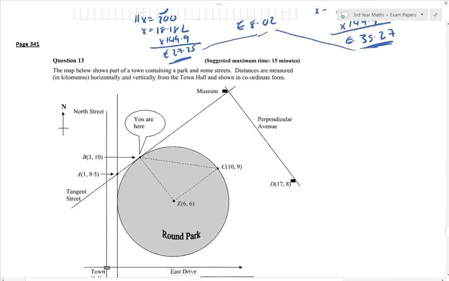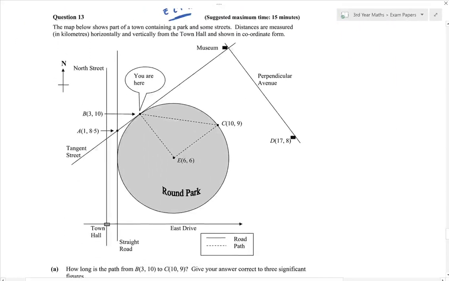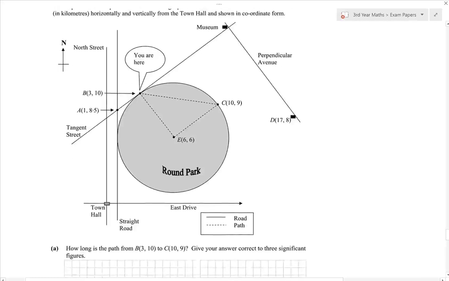So, this is a map which shows part of a town containing a park and some streets. Distances are measured in kilometres, horizontally and vertically from the town hall, and shown in coordinate form. Okay, so here we're seeing the town hall, I'd say, is at 0, 0. So we're asked, how long is the path from B to C? So there's a path here, and I want to find how long it is.